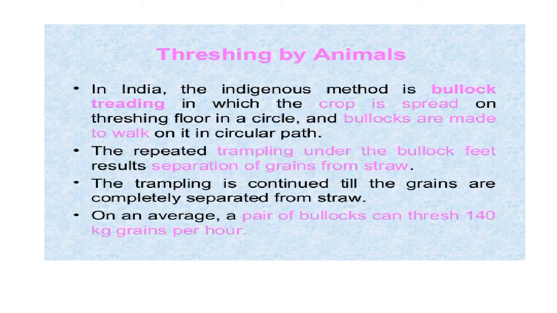And threshing by animals: in India, the indigenous method is bullock treading, in which the crop is spread on the threshing floor in a circle, and bullocks are made to walk on it in a circular path. The repeated trampling under the bullock feet results in separation of the grain from the straw. The trampling is continued till the grains are completely separated from the straw. On an average, a pair of bullocks can thresh 140 kg of grain per hour.